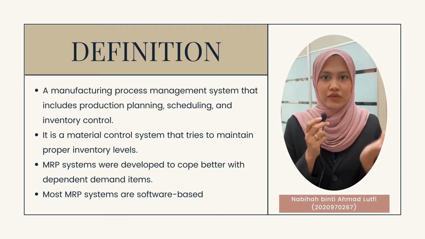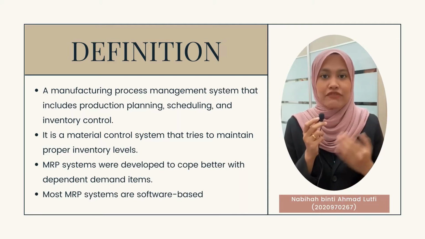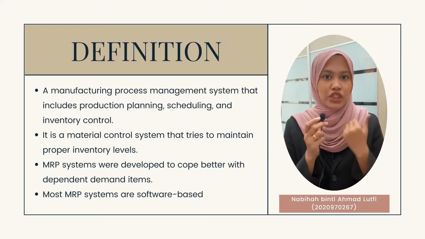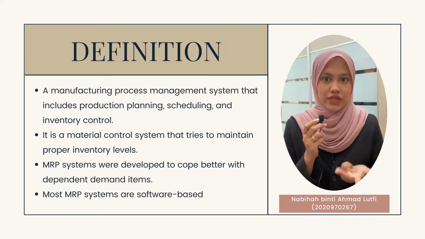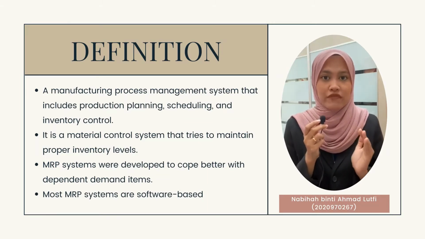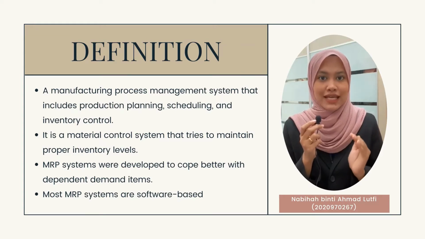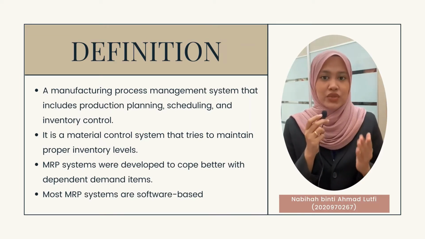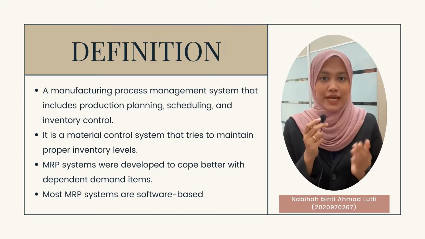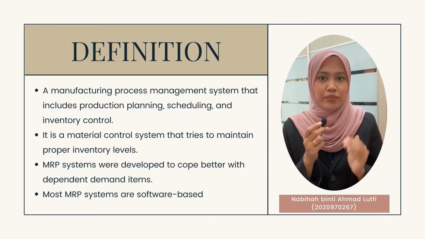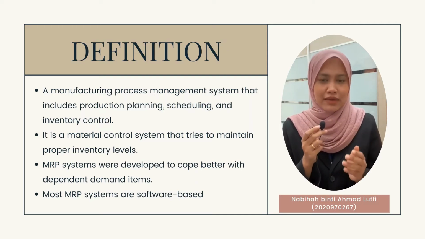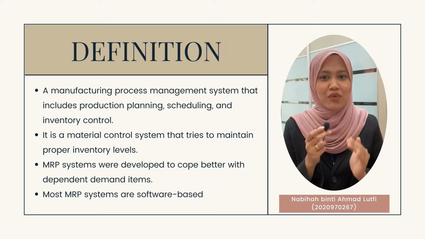In other words, material requirement planning (MRP) is defined as a manufacturing process management system that includes production planning, scheduling, and inventory control. It is a material control system that tries to maintain proper inventory level so that needed supplies are available when they are needed. So, MRP systems were developed to cope better with dependent demand items. Although most MRP systems are software-based, MRP may also be done by hand, but of course it would require more work to do manually.